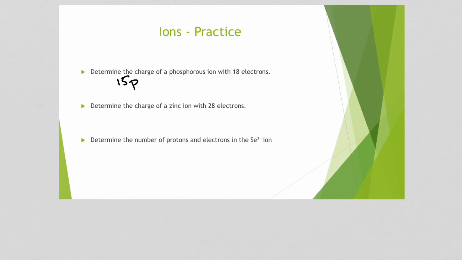But if it has 18 electrons, that means it has gained 3 electrons to take on a negative 3 charge. So we end up with a phosphorus with a 3 minus charge. Or if we think about protons minus electrons, if we want to think about it that way, we have 15 protons minus 18 electrons. We get a minus 3 charge.